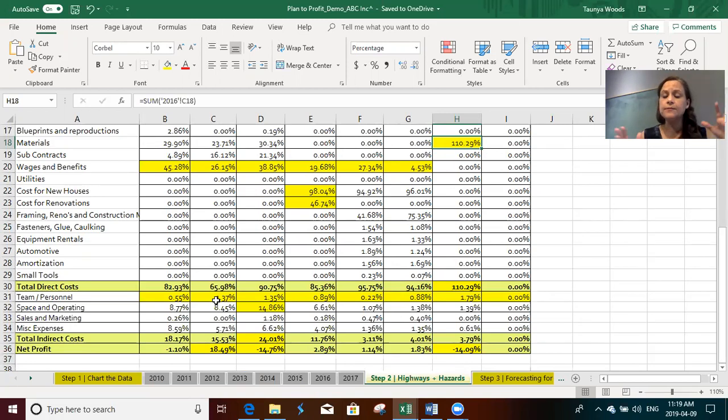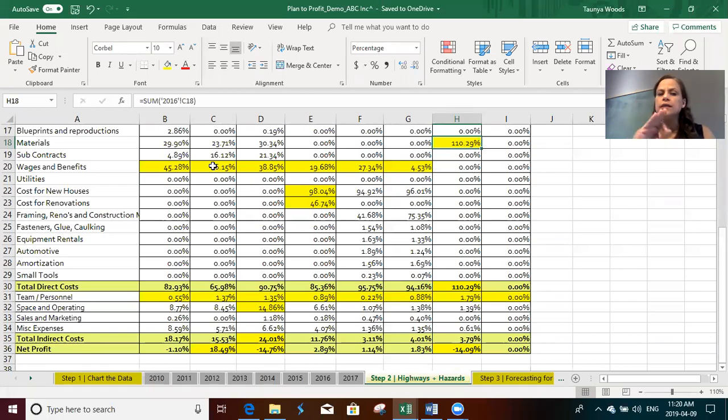And I have to say, in my experience, on average, your two biggest cost centers are usually your team and operating expenses, your space and operating. So I usually look for anywhere between 20, 25, 30, all the way up to 38, 40% as a percentage of revenue attributed to team and personnel. So now this is making sense for me as to where their wages and benefits came from.